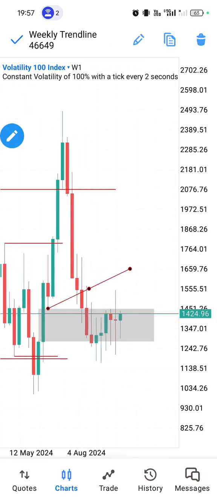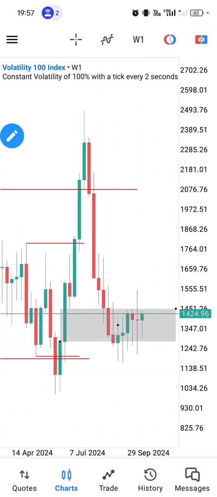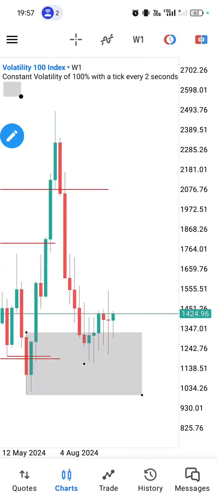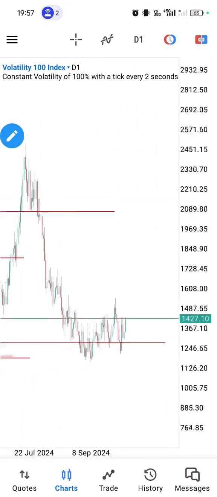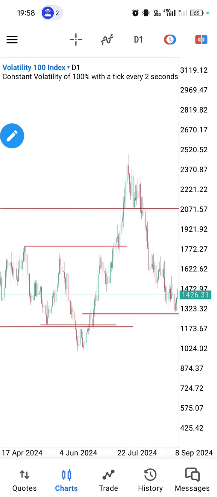So yeah, it had to dip down there to fill the imbalance, and while it did that, it hit the weekly order block. So this is a weekly bullish order block. It has to sort of react, shooting up. There has to be a bullish reaction off of that weekly bullish order block.